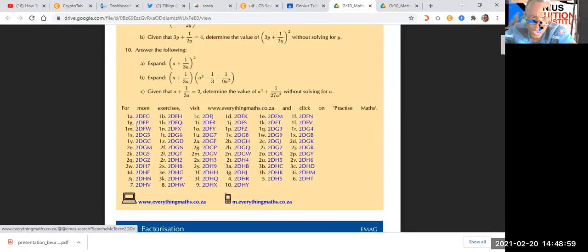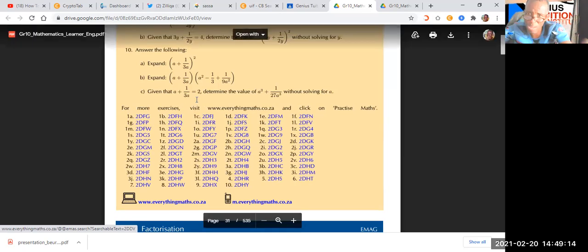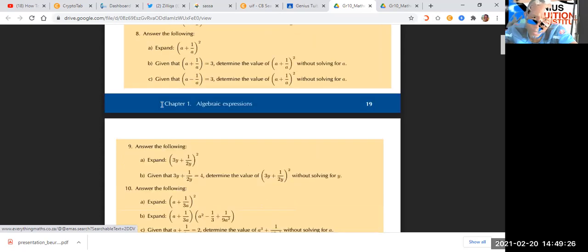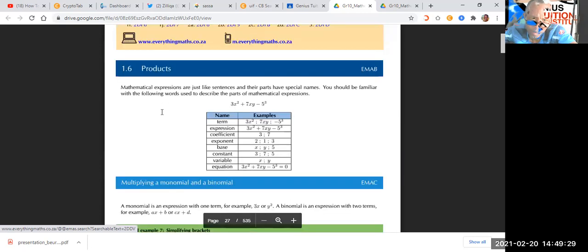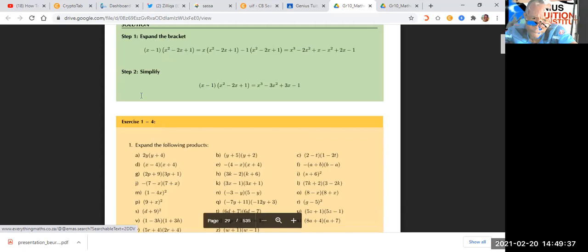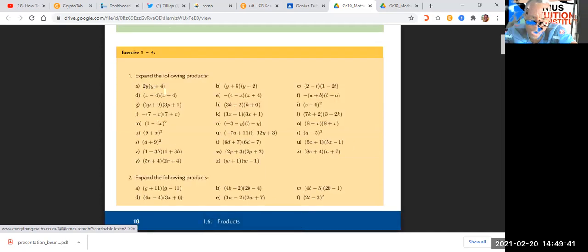Now, for more exercises, visit this and then click on the practice mat. When you look at this, this is 1A, 1B, 1D. After you work it out first, thereafter you will get the solutions here. Let me show you 1A. That is 2y in brackets, y plus 4. You multiply this by this, it will be 2y squared. 2y multiplied by that will be 8y. Therefore, our answer is 2y squared plus 8y.